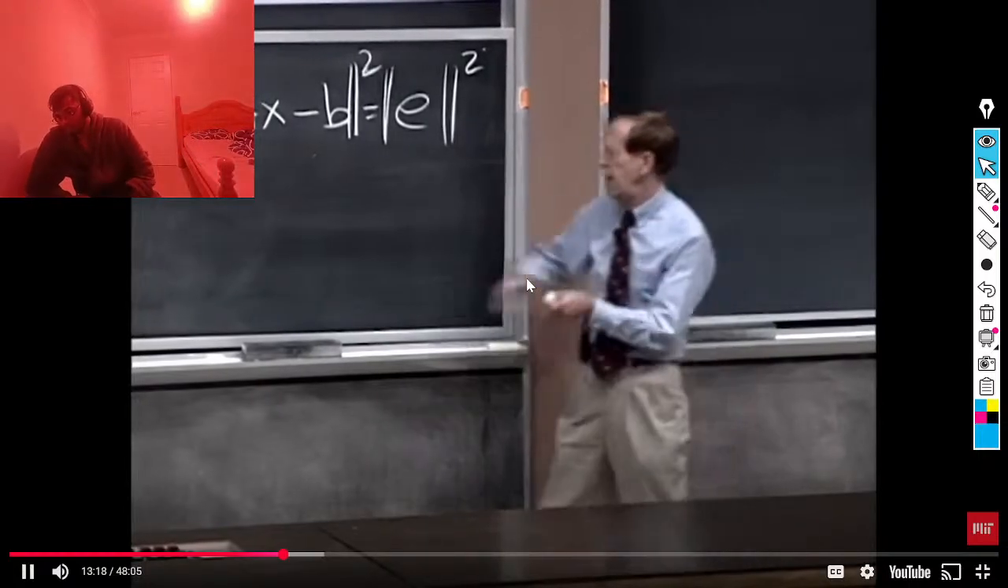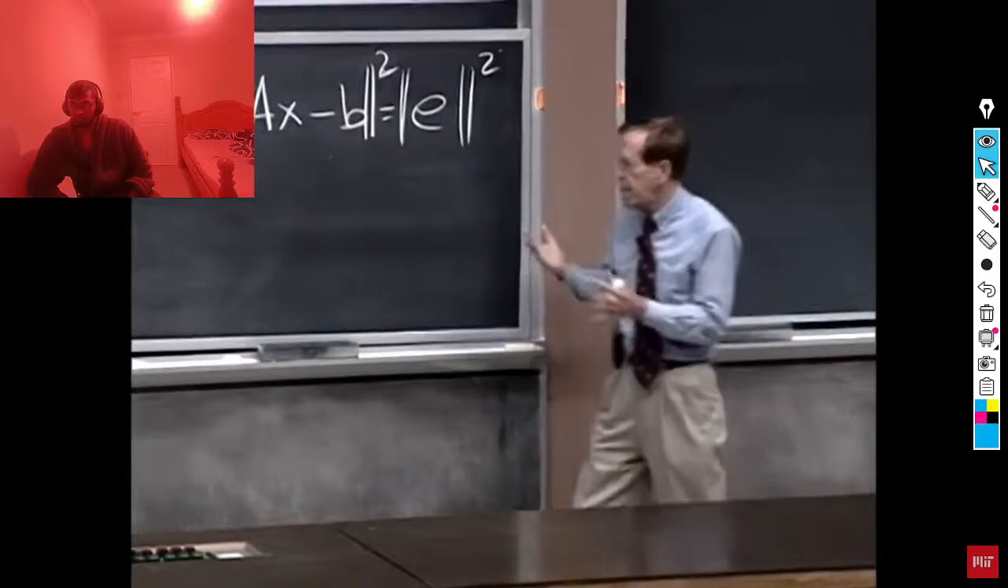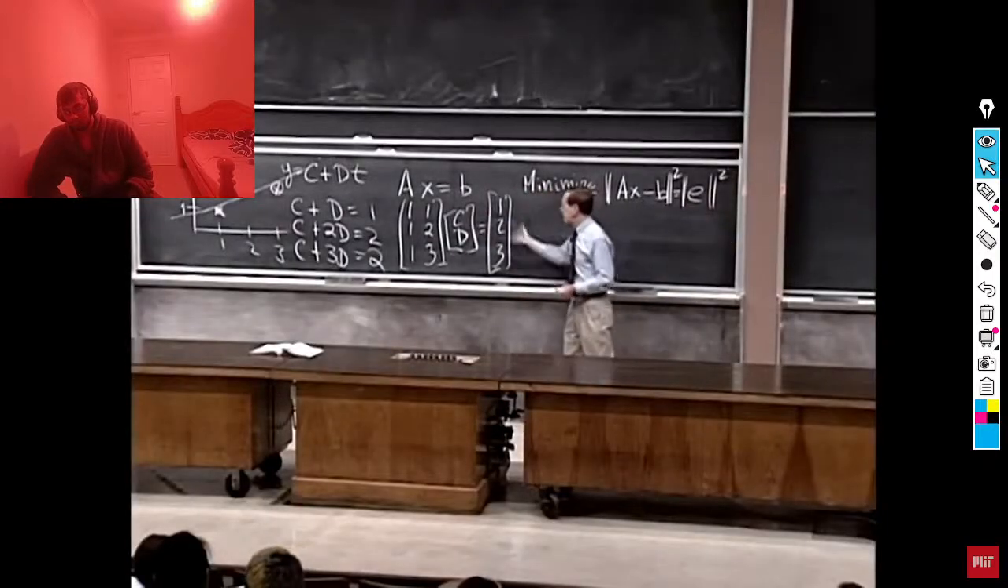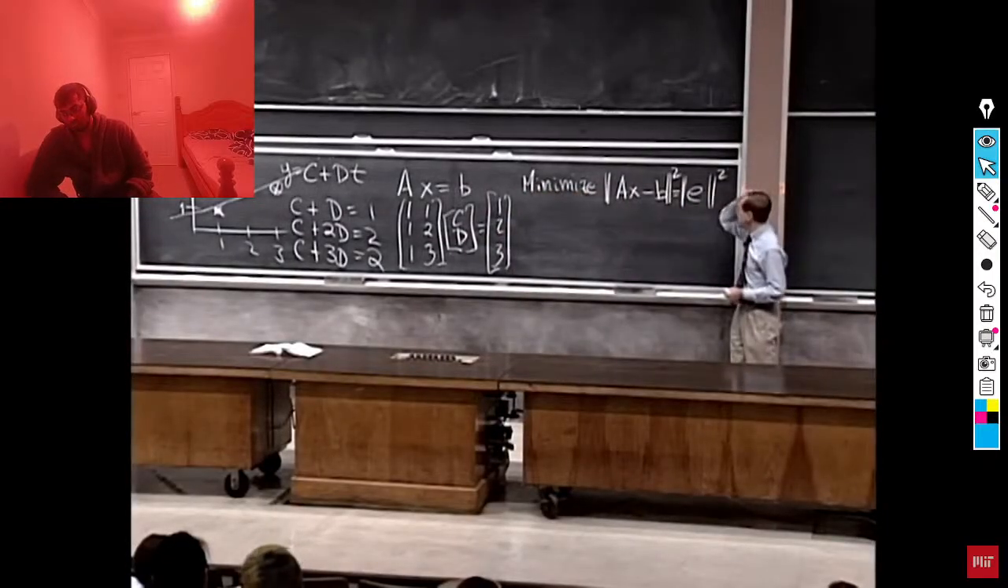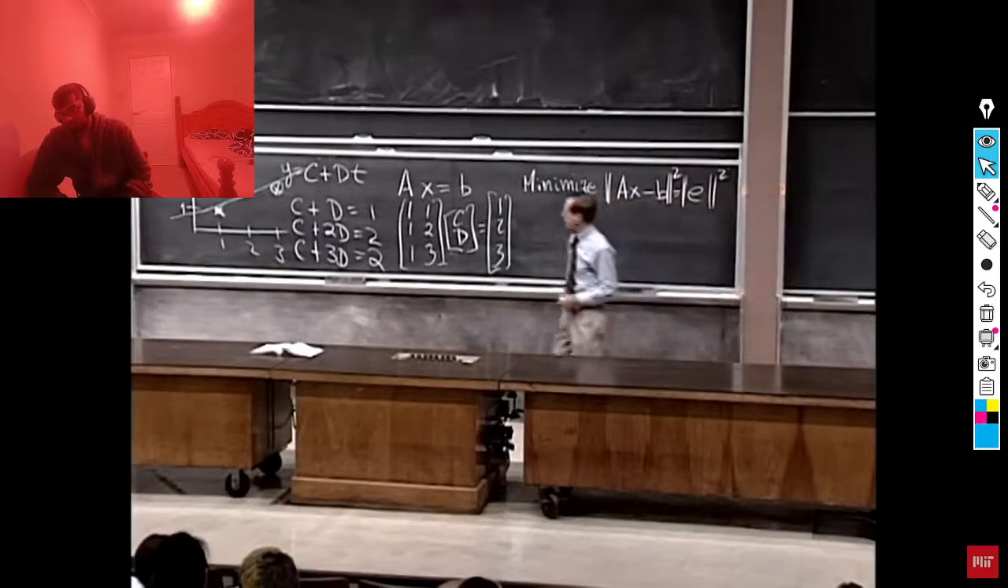The length will be 0 exactly when I have the 0 vector here. That's exactly the case when I can solve exactly. B is in the column space, all great. But I'm not in that case now. I'm going to have an error vector, E. What's this error vector in my picture?